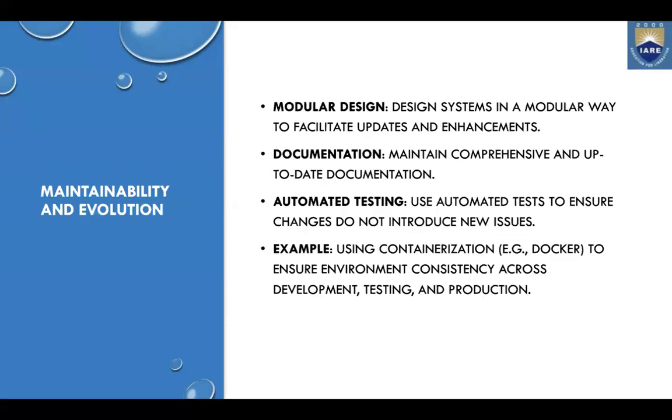Maintainability and evolution. Modular design: design the system in a modular way to facilitate updates and enhancements. Documentation: maintain comprehensive and up-to-date documentation. This is very important for new team members who are joining your project, or if you're solving some particular problem after delivery of your product, it will be very helpful. Automated testing: use automated tests to ensure changes do not introduce new issues. Example, using containerization like Docker to ensure environment consistency across development, testing, and production.